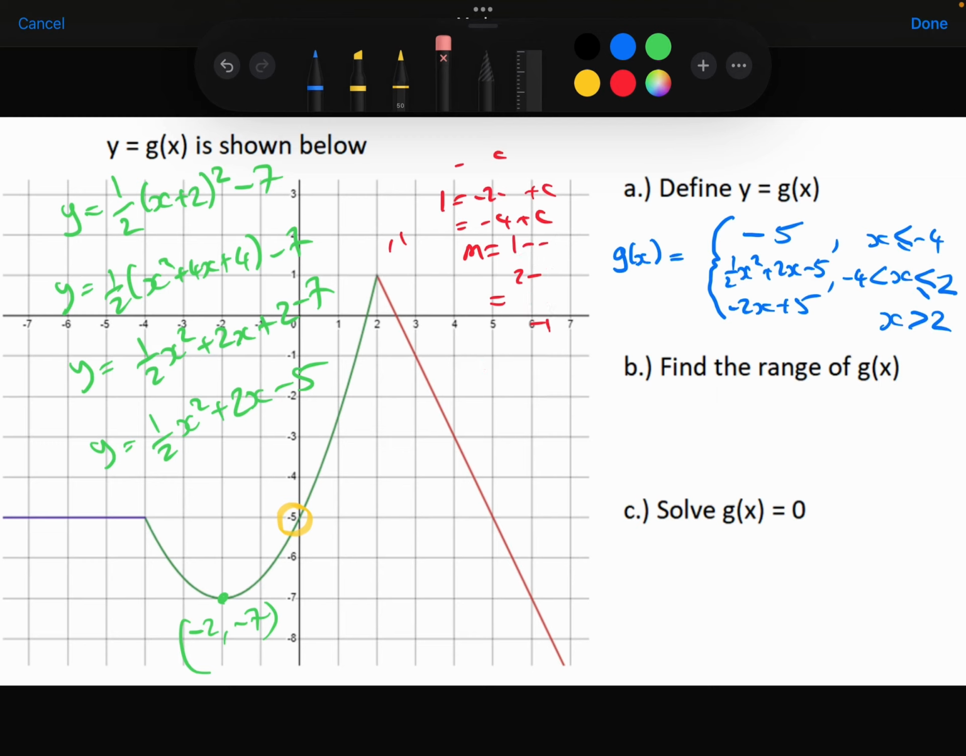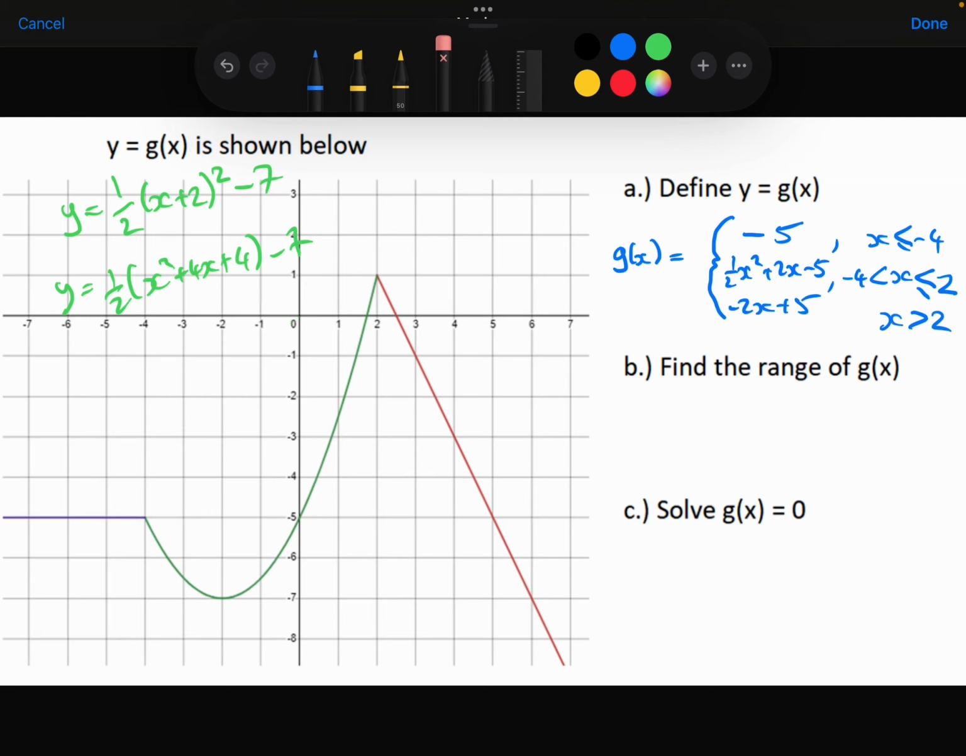It's equal to minus 5 if x is less than or equal to minus 4. It's equal to a half x squared plus 2x minus 5 if x is between minus 4 and 2, including the 2 as well. And it's equal to minus 2x plus 5 if x is greater than 2.